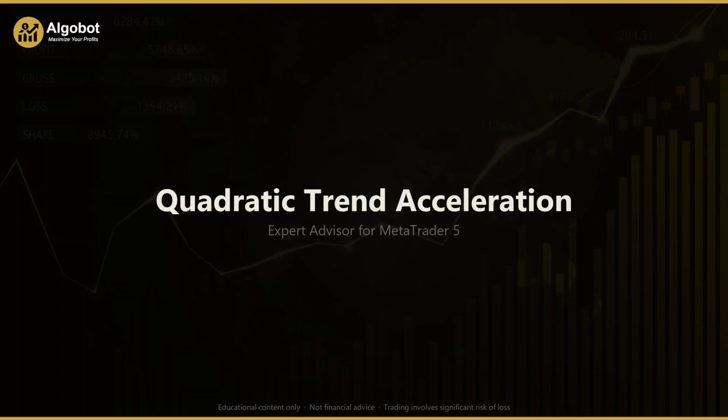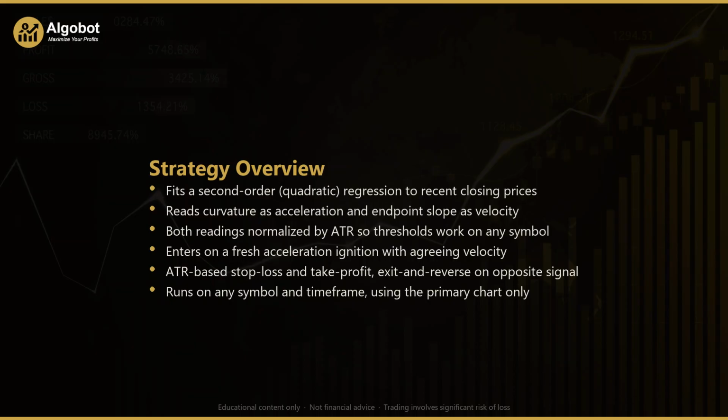Today we're exploring an expert advisor called Quadratic Trend Acceleration. This strategy does something a little different from the usual moving average approach. Instead of only asking which way price is leaning, it fits a curve to recent prices to measure whether a trend is actually speeding up. By the end of this video, you'll understand how it reads acceleration and velocity together, how it enters and exits, and the exact logic sitting inside the code. Let's get into it. So what exactly is this expert advisor doing?